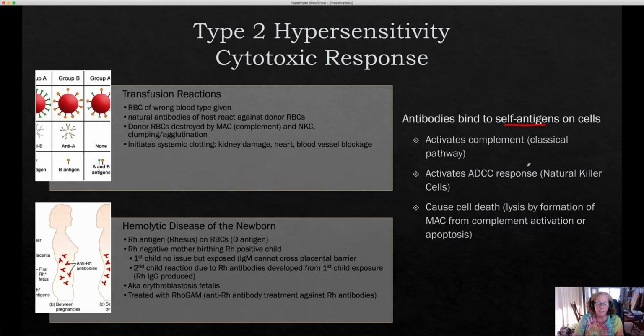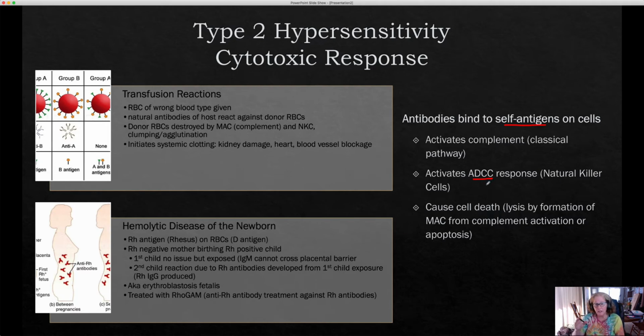Unfortunately, by binding to self-antigens, we get a second layer of response here, which is activation of complement through the classical pathway. So these are IgG antibodies that are binding to cells, and then of course, complement recognizes this, and so we get activation of complement. But instead of this activation of complement being against a bacterial cell, it's actually against our own cell. Now, this will cause two different things to happen. The first is it activates the antibody-dependent cellular cytotoxic response using natural killer cells.